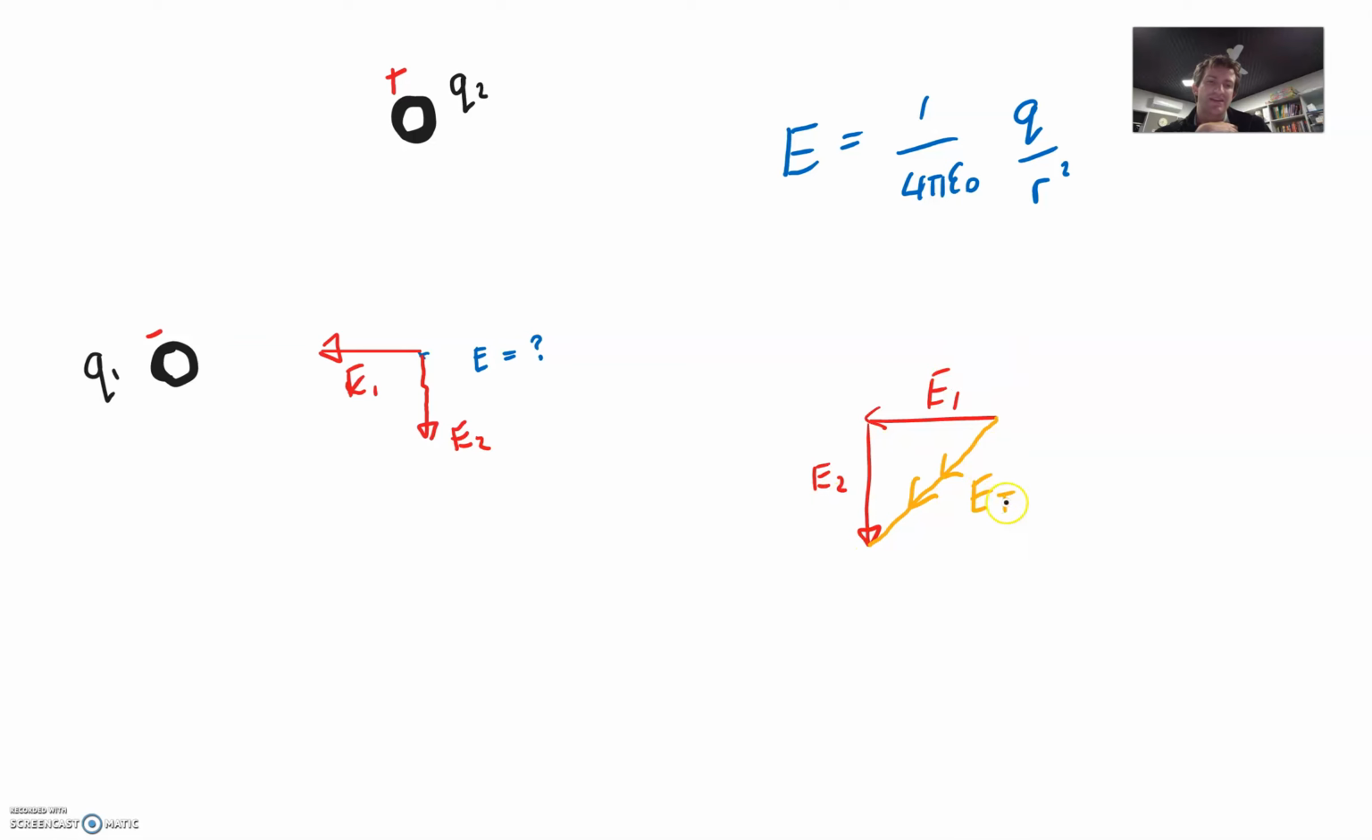Pythagoras would give me how big ET is, and then once again, I would use trigonometry to find the direction. And I'll be quoting some kind of angle here, probably this one, so that I compare its direction to a horizontal direction there. And there we go.